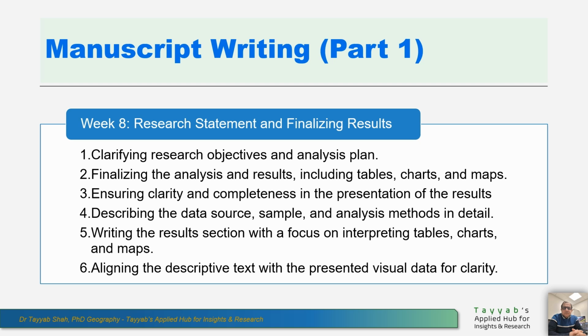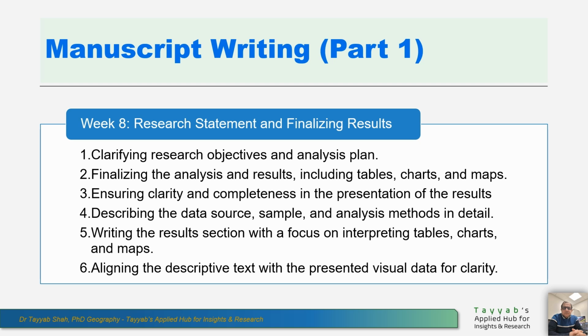Then we can come back to the results sections, where we are talking about the tables and charts. For each and every one of those items, we can have at least three things, which I have already mentioned in the demo that I will show after this slide. We need to write those down and make sure all the results are aligned, with a descriptive text alongside the presented visual data for clarity.